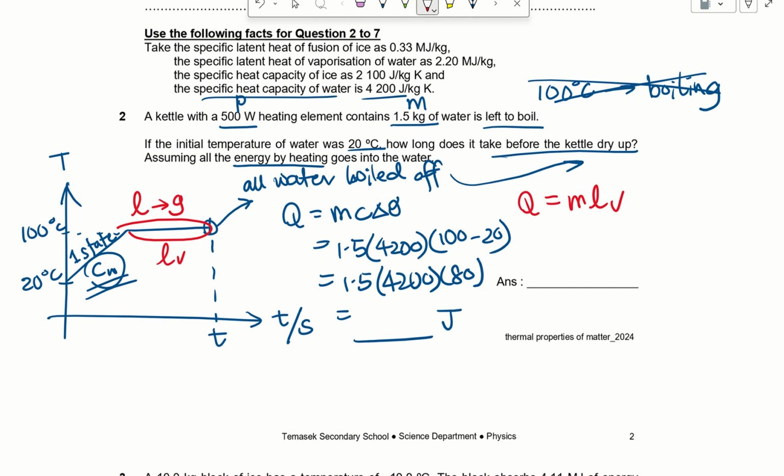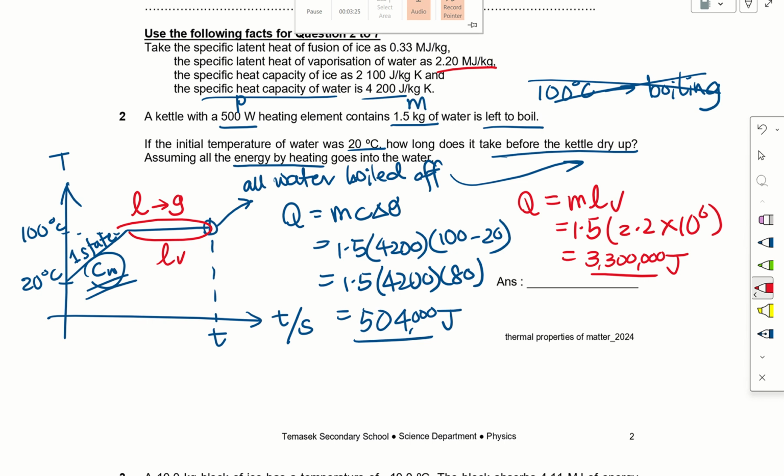Now, for the second part, there will also be energy being transferred to the water, and eventually it causes the water to all become steam. So the mass of water or steam will still be 1.5. But now I'll be using L_v, the specific latent heat of vaporization of water, which is 2.2 times 10 to the power of 6. Then I'll have this amount of energy. So let me do the calculation now.